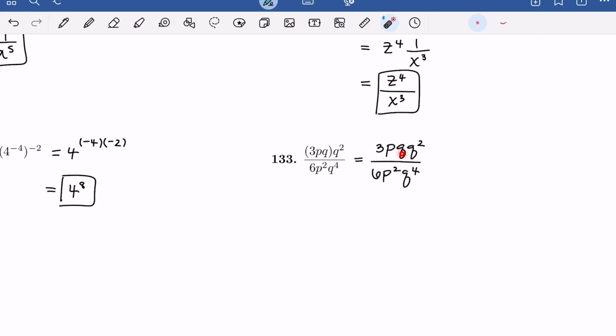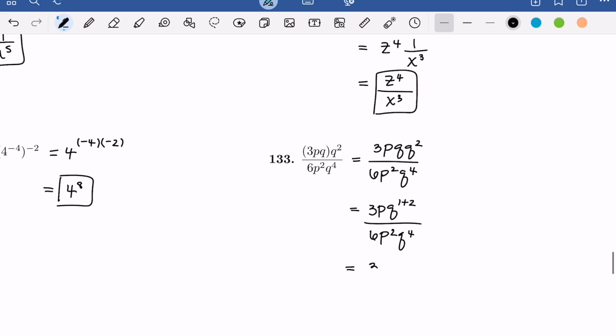Now, notice we have q raised to the first power times q raised to the second power, so we can use our product rule. Since these guys have the same base, we can add their exponents. So we're going to have 3 times p times q raised to the 1 plus 2 over this denominator. So let's simplify this. We're going to have 3 times p times q cubed divided by this same denominator.